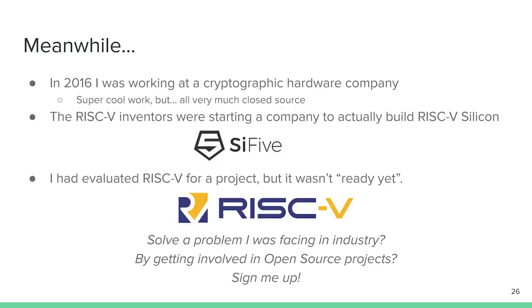So, where do I come into all this? I'm from Stanford, not from Berkeley, so I kind of knew about this stuff. In 2016, I was working at a crypto hardware company, which was super cool but super secretive, and nothing was open source. And I heard that the RISC-V inventors were starting a company to actually build RISC-V silicon. The company is called SiFive. I had evaluated RISC-V for a project, but at the time we thought it was a cool academic thing, but not really ready yet. So I thought, I can go help solve a problem I'm facing in industry, the problem of picking what processor to use, and I get to do it through open source projects? Yes, please. So I joined SiFive.